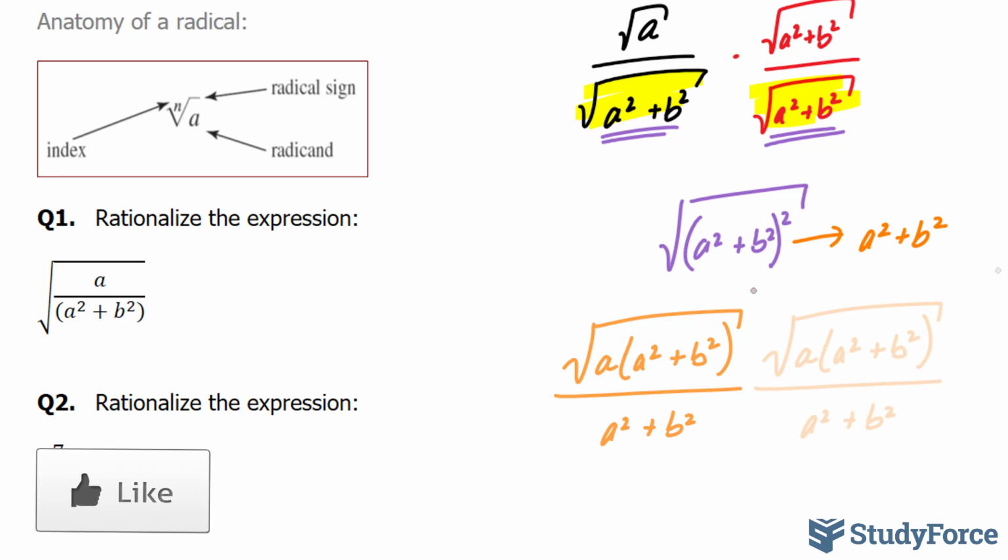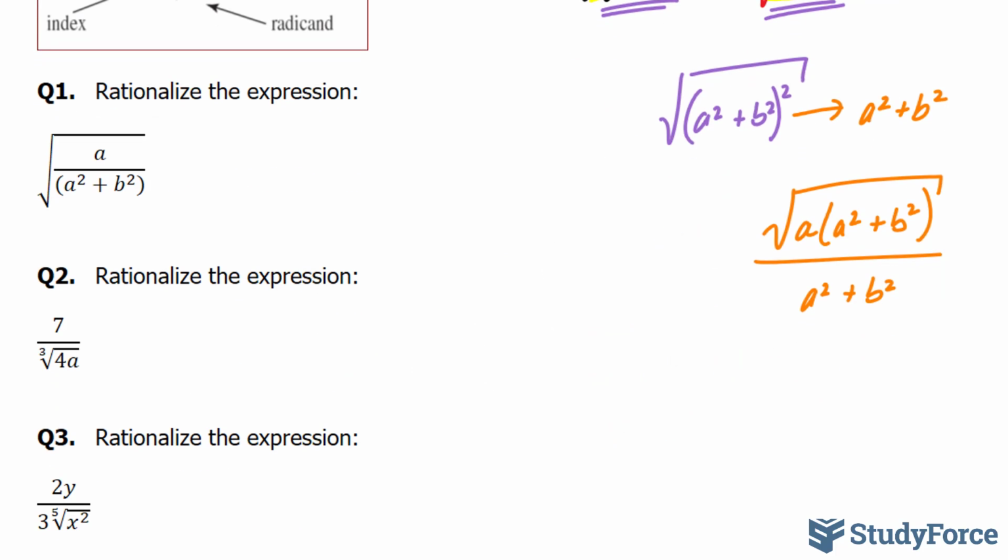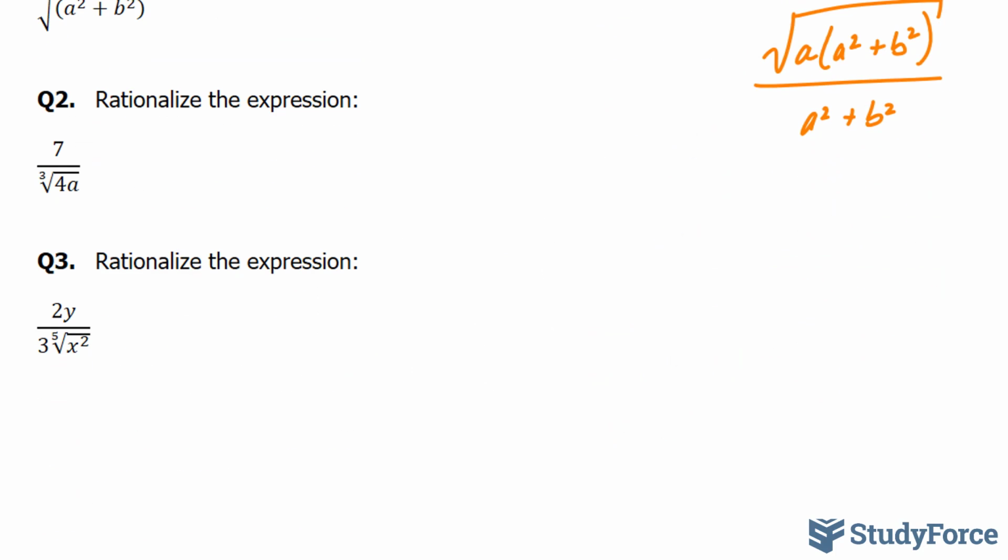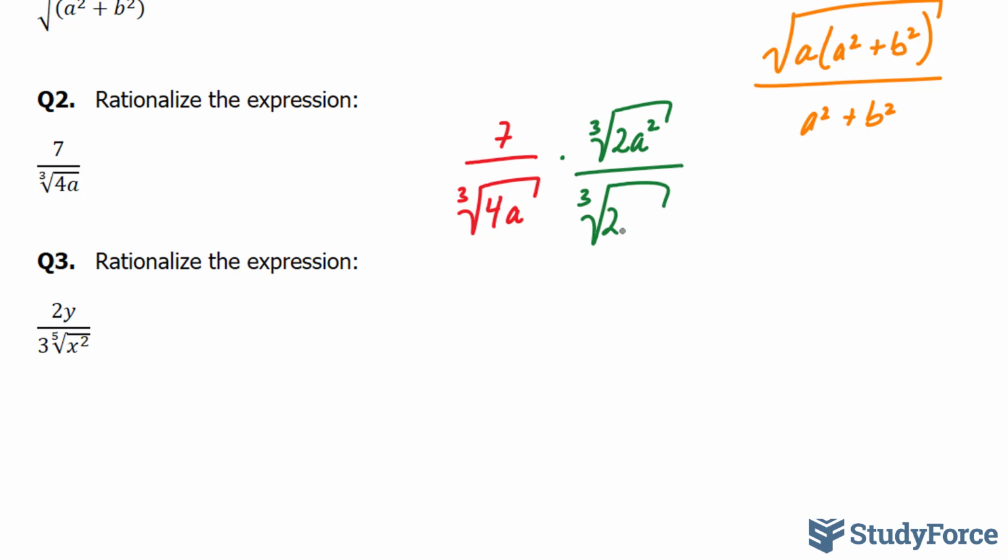Let's move on to question 2. In question 2, they want us to rationalize 7 over the square root of 4a. To rationalize this expression, we have to inject something in the bottom here so that it becomes a perfect third root. Here's what I mean. To the top and to the bottom, I'll multiply the third root of 2a to the power of 2. And let me explain why I'm doing this. So let me do it at the bottom as well. 2 times a to the power of 2.